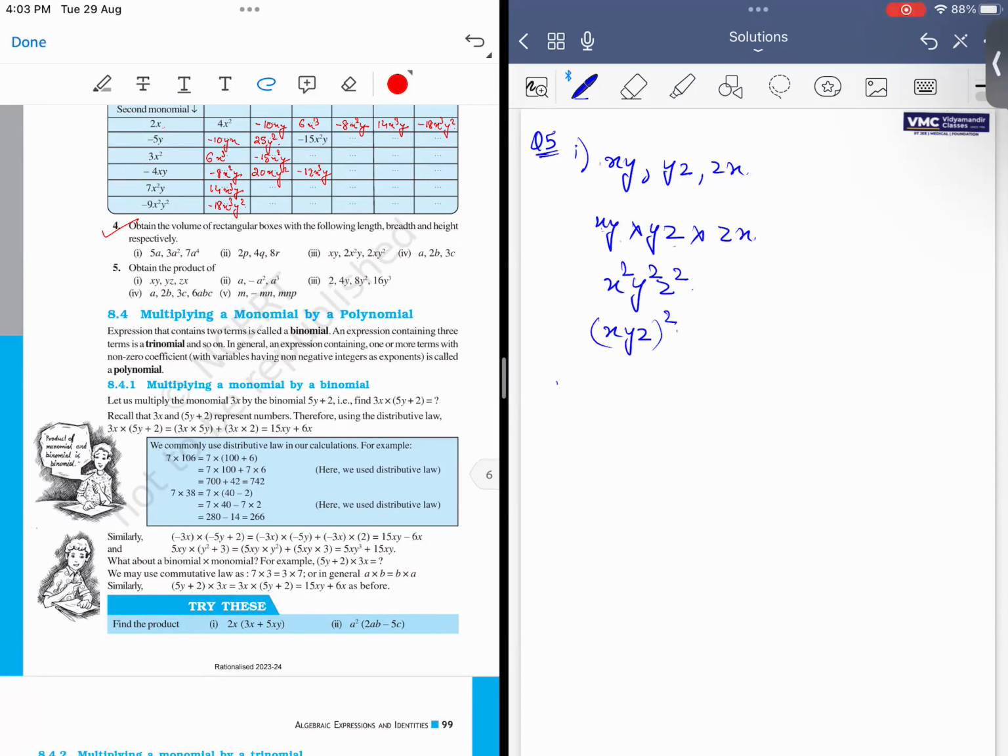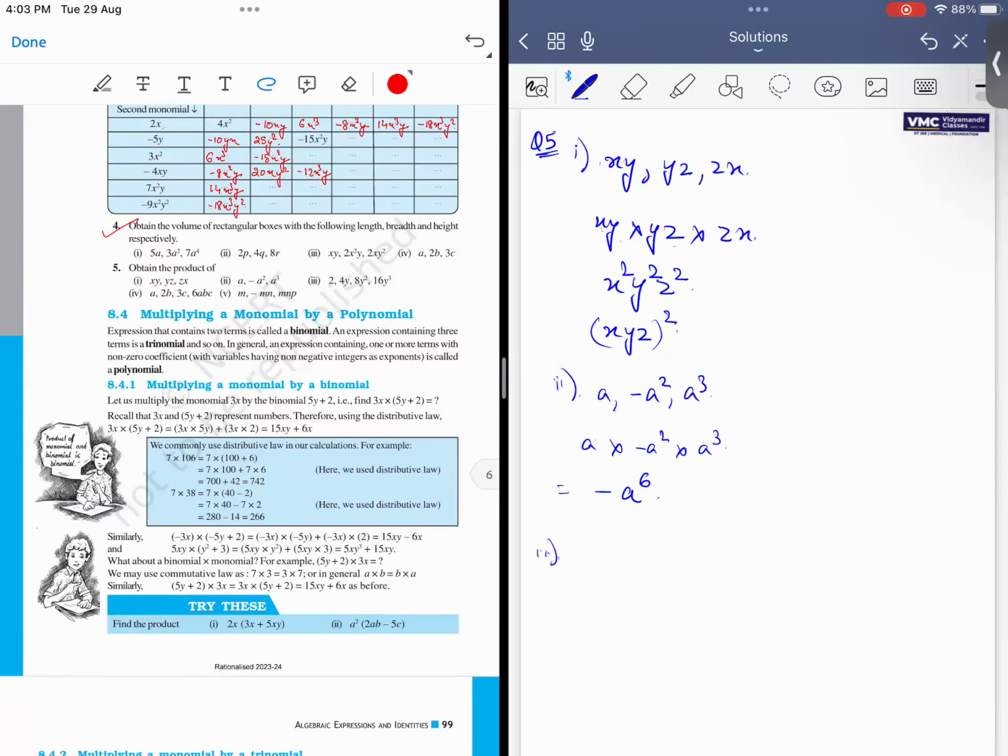Second one, a into minus a square into a cube. Again, a into minus a square into a cube. So see here, all of their product becomes what? Minus a, and 1 plus 2 and 3 and 6. So minus a to the power 6. Likewise, we can do all of the rest.